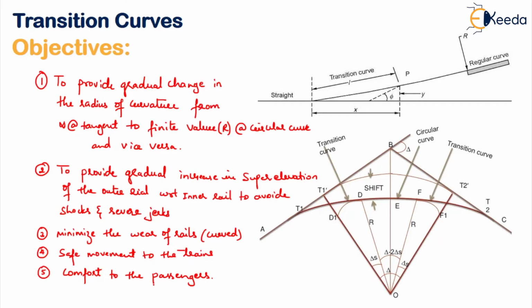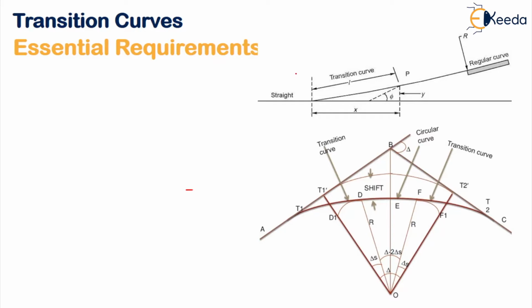Now, let us see some essential requirements of an ideal transition curve. If we say a transition curve is ideal, what should it have? It should majorly have four things. The first one is the radius of curvature. The radius of curvature should vary from infinity to R at the junction of the tangent and the curve. So if this is a regular curve and this is a straight, it should vary from infinity to R and vice versa. That is your first requirement.